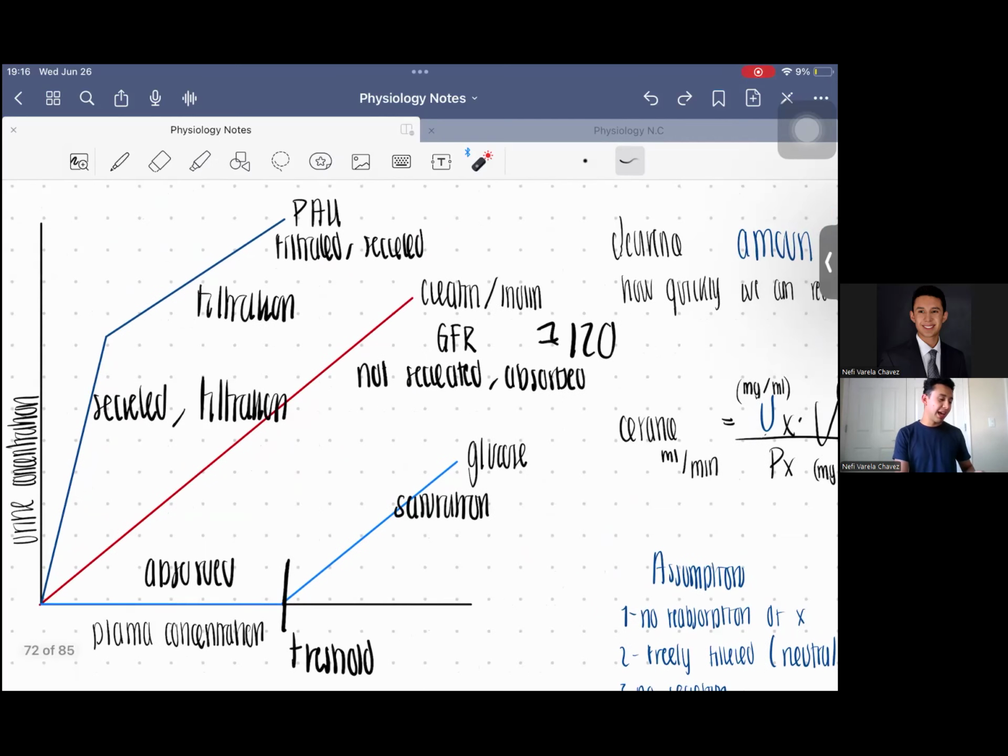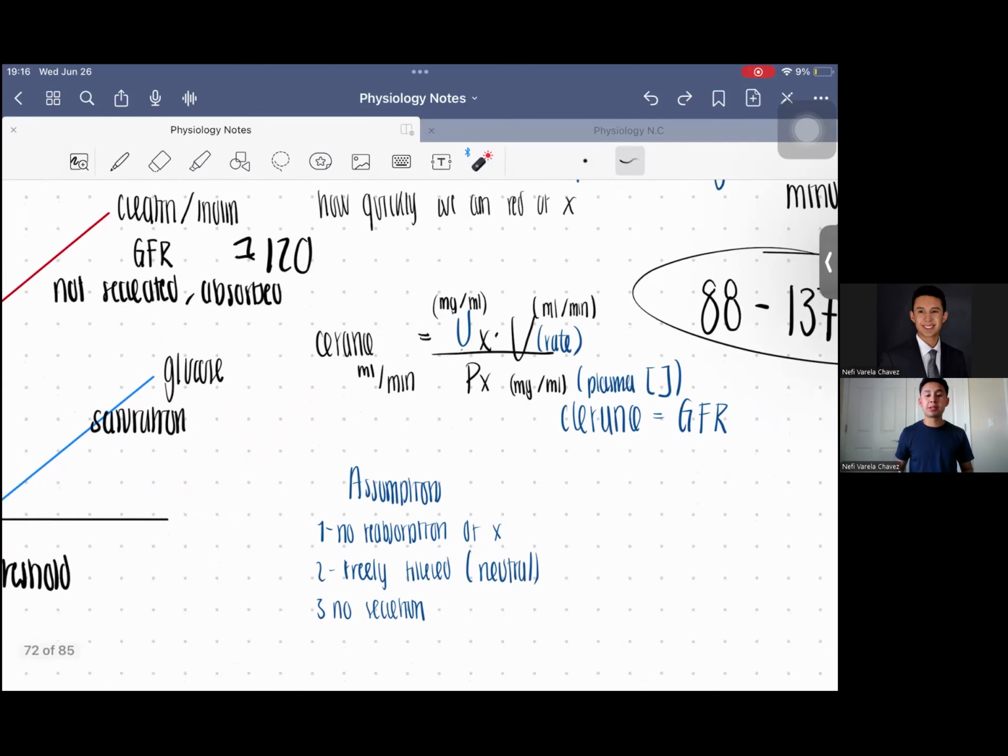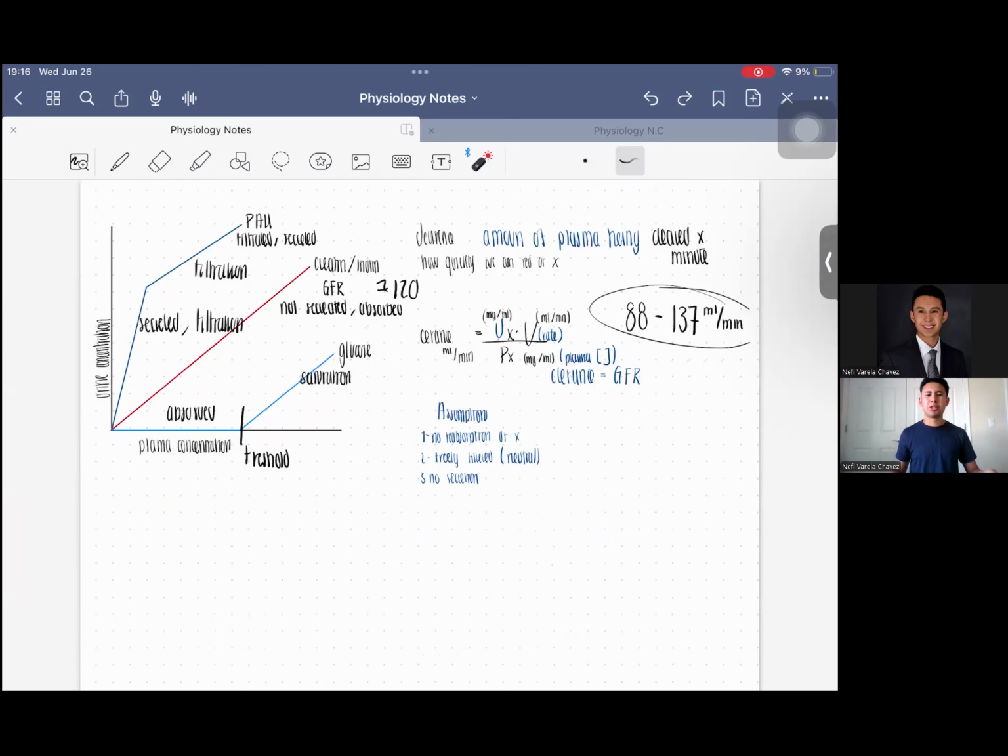The other one is PAH. PAH is going to be secreted and filtrated, okay? So we're going to have secretion in the urine and filtration. We're going to reach this threshold where we will see this filtration after reaching it. Okay, we have a formula for clearance. Clearance is going to be equal to urine times rate over plasma concentration. And again, clearance is going to be the equivalent of GFR, the glomerular filtration rate. Yeah, I think that's what it stands for.